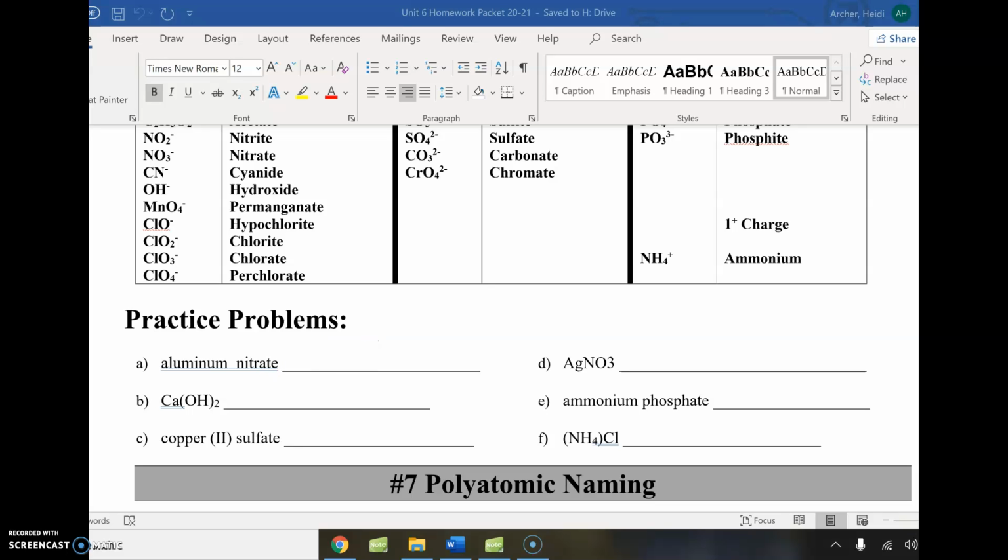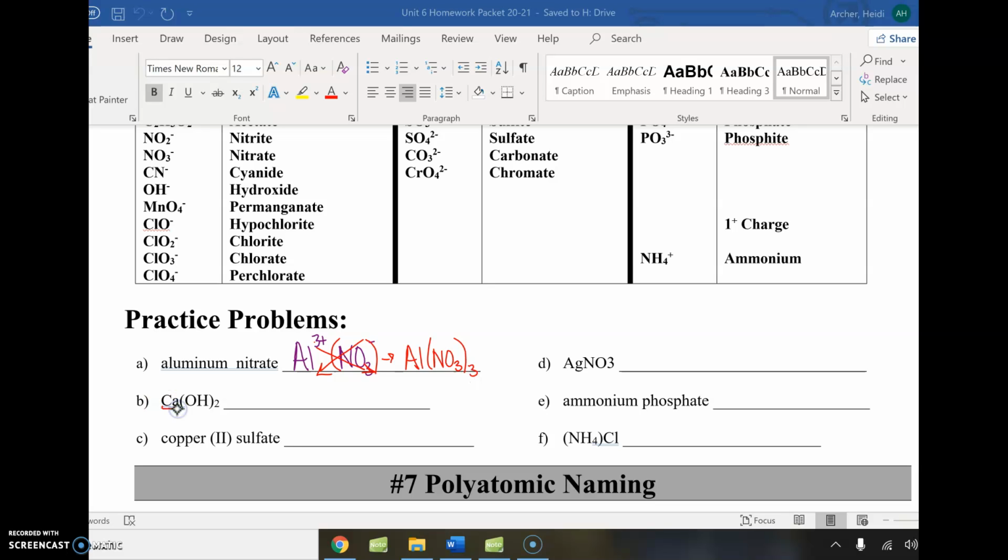So when I crisscross, whoopsie, I didn't realize it erased. Aluminum, 3+, nitrate is a 1-. Okay, when I crisscross those, that 3 is going to come down on the entire grouping of NO3. So my final answer is going to be 1 aluminum and 3 entire groupings of NO3 or of nitrate.